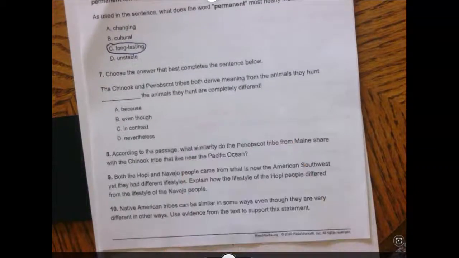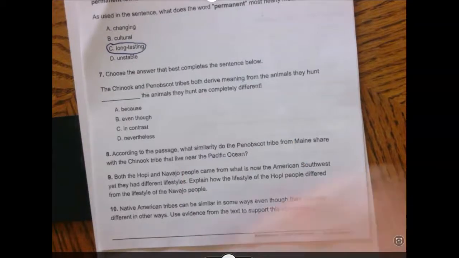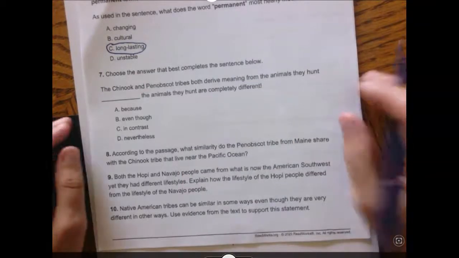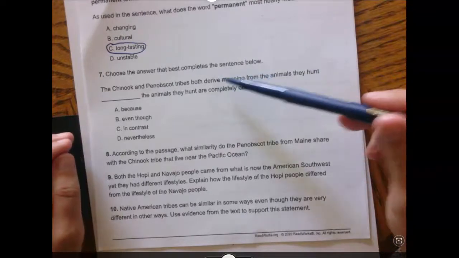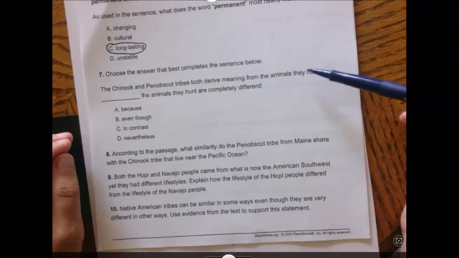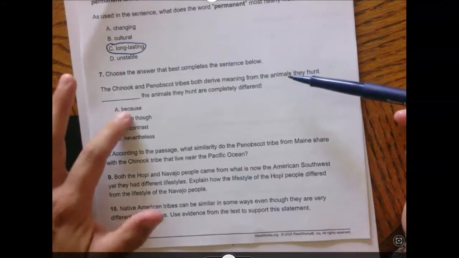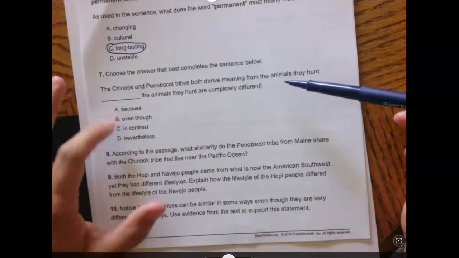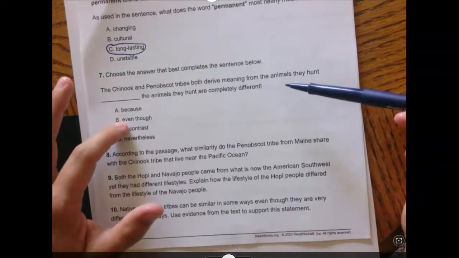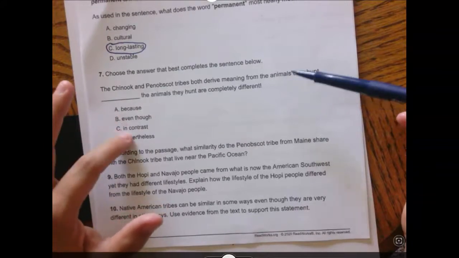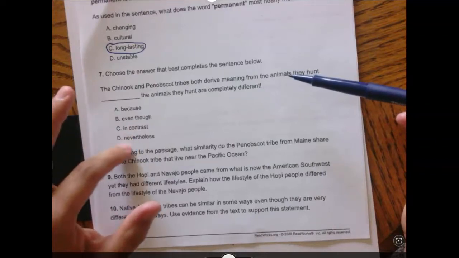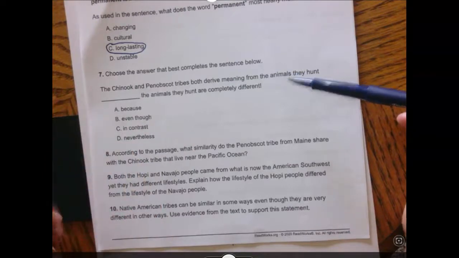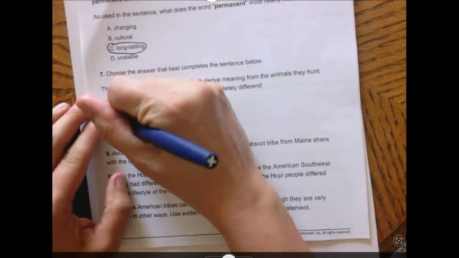All right, number 7. Choose the answer that best completes the sentence below. The Chinook and the Penobscot tribes both derive meaning from the animals they hunt, blank, the animals they hunt are completely different. Even though, in contrast, or nevertheless. If you said even though, you are correct.